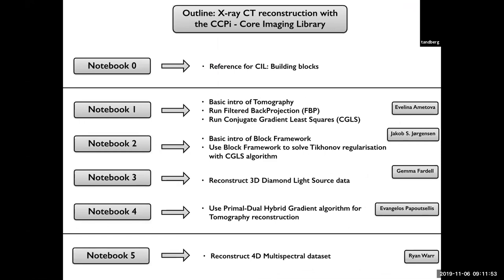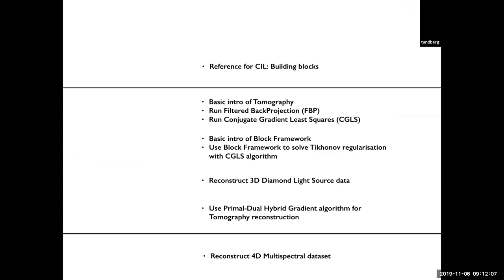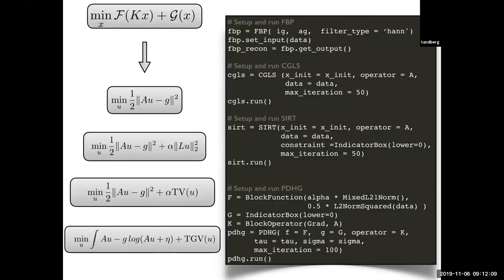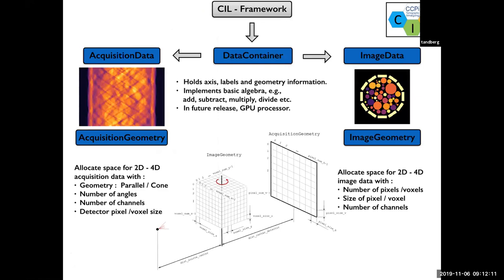So we have the four main demos, notebook 1 to 4. Notebook 0 is just a reference from CIL and explains how we build all these blocks here and there: the acquisition data, image data, and data containers.